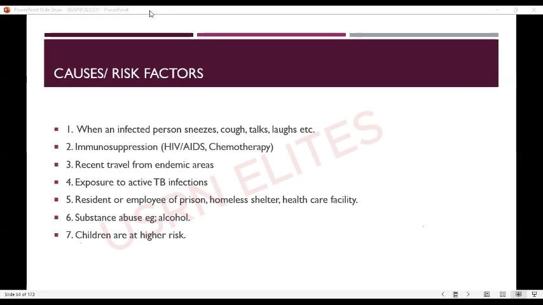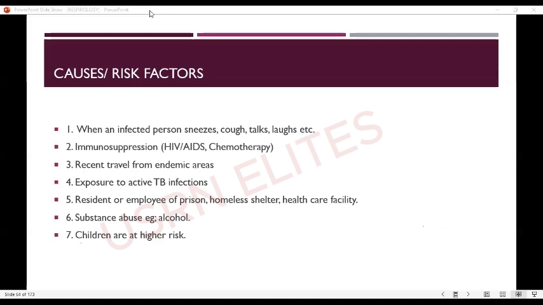3, recent travel from endemic areas. As an example, you went to a particular area, there was a tuberculosis outbreak in the area, right? You can be at risk for getting tuberculosis as well. 4, exposure to active TB infections. Like if someone coughs and you are exposed to it, it puts you at risk for getting tuberculosis.